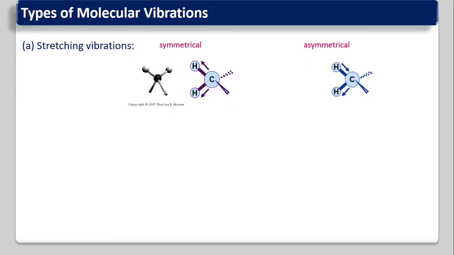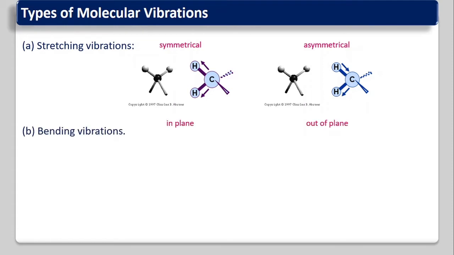The second one is unsymmetrical stretching vibration. In this case, one bond contracts while the second bond relaxes. In the second way, the second bond contracts and the first bond relaxes. So one bond is relaxed, one bond is stretched; one bond length decreases, the second bond length increases. That is called unsymmetrical or asymmetrical stretching vibration.